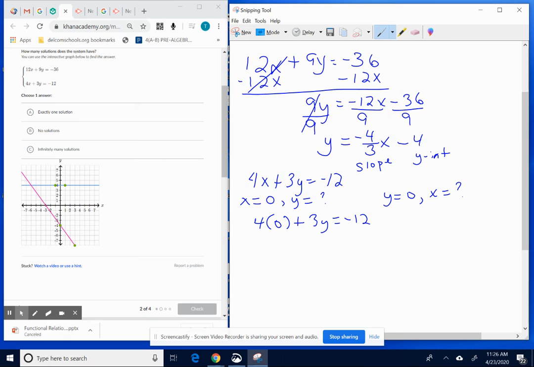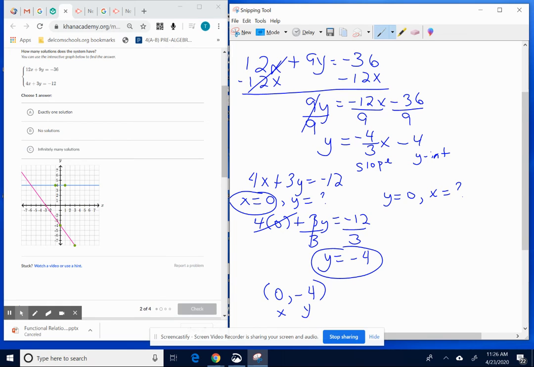4 times 0, this is what's so nice about this, just ignore it. 4 times 0 is 0. So I really have 3y equals -12. Divide each side by 3. We get y equals -4. Look what we have there. We had x equals 0 and y equals -4. So one point is going to be 0, -4.